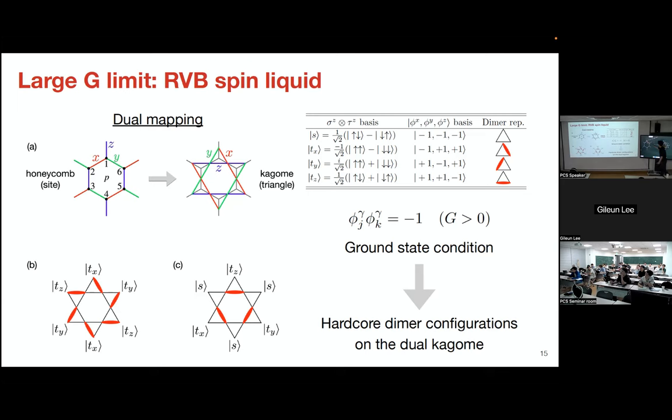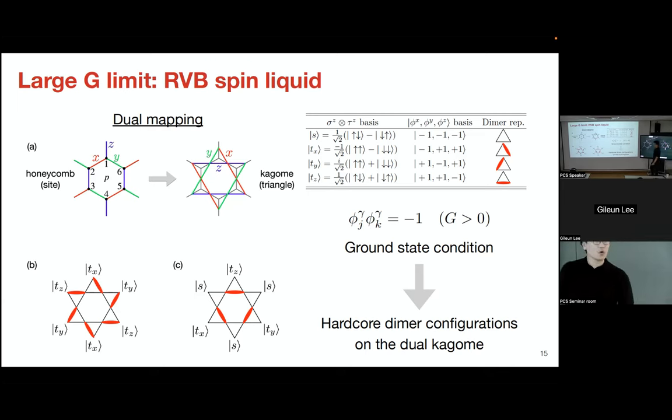So let's say we have a spin singlet state here. Then this spin singlet state is mapped into an empty triangle. We don't have any dimer on this corresponding local triangle. If we have a Tx state at this point, then in the corresponding triangle, we have one dimer on the X bond. So this is the X bond on the Kagome lattice, and we have this dimer state corresponding to this one. Similarly, we can repeat the same thing. For this Ty state, we have this dimer state. This is my dual mapping between the honeycomb lattice and the Kagome lattice.